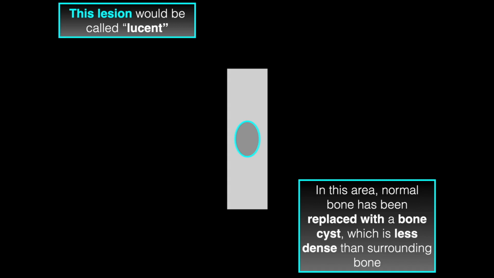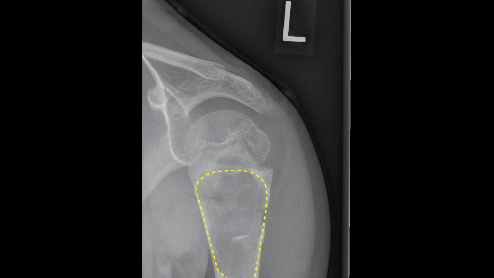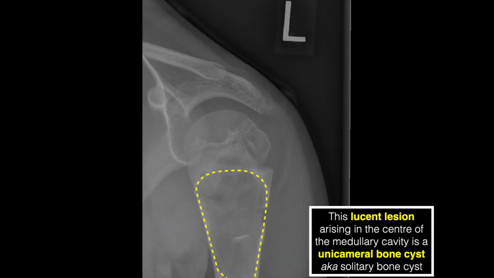Again, if we pretend that this rectangle is bone, imagine that inside the area outlined by the blue oval, normal bone has been replaced with a bone cyst. Because the bone cyst is less dense than the surrounding bone, less dense structures appear blacker or darker gray on X-ray. So going back to the initial radiograph from this case, here we have a lucent lesion arising in the center of the medullary cavity, and this is actually a unicameral bone cyst, otherwise known as a solitary bone cyst.